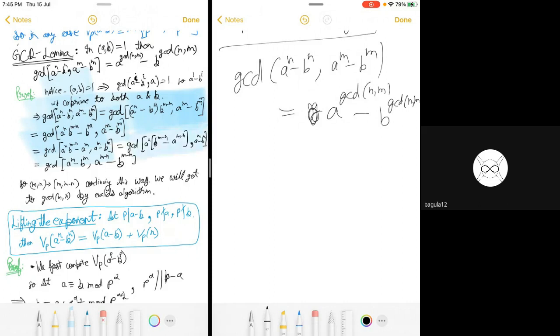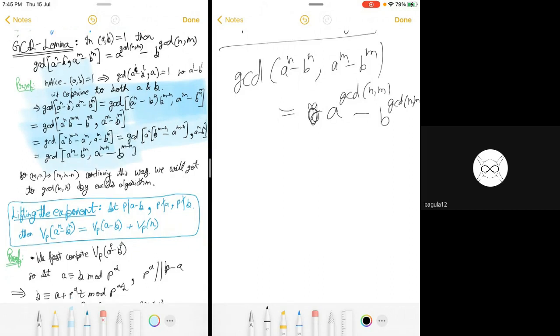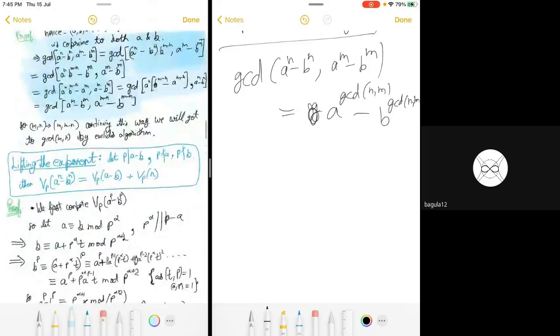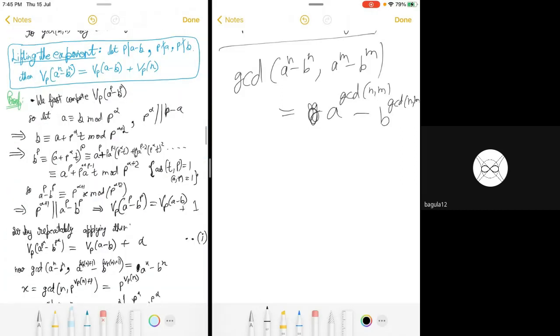So then also, A to the n is co-prime to... we can just keep on factoring this until we get one. So we will get from (n, m) to (m, n) minus n, which is just the Euclidean algorithm, and then you can just continue to get the GCD. You can formally prove this later.